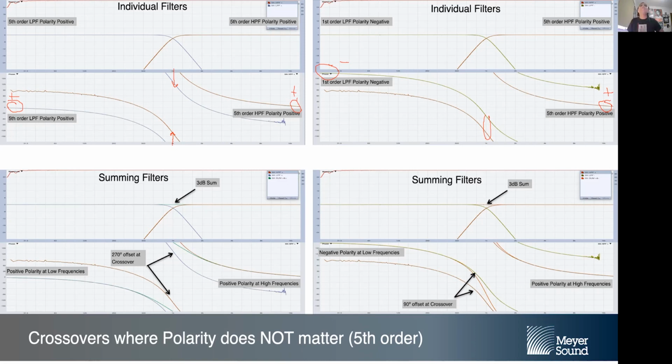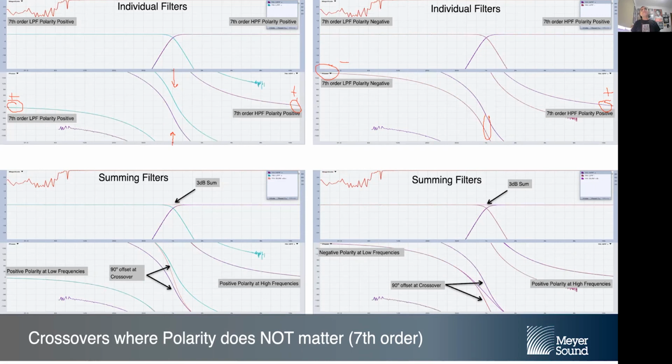And the last slide where the filters will not be affected by polarity decisions, order number 7. It's the same situation: positive in the high frequencies, positive in the low frequencies. We have 90 degree phase deviation, the response goes flat, but we can see very dramatic phase delay. Sorry, my graphic is wrong. Clear my drawing. Okay, the one that has to be drawn is the red one.